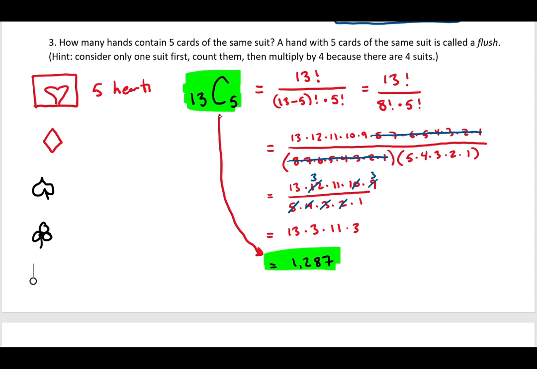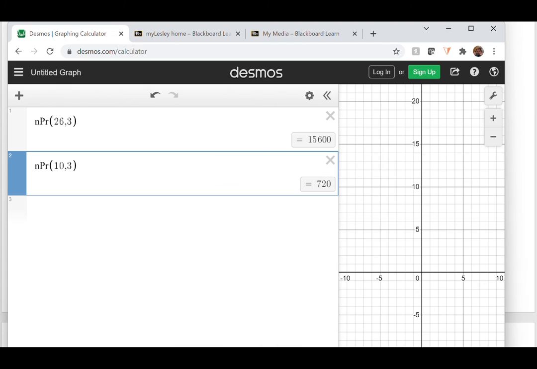So again, using Desmos to calculate the combination 13 choose 5, you would type into Desmos lowercase n, capital C, lowercase r, and then in parentheses the n and the r that you want to use. So 13 comma 5. If you pull up Desmos and type that in, it should give us the 1287 without doing any of that work by hand.